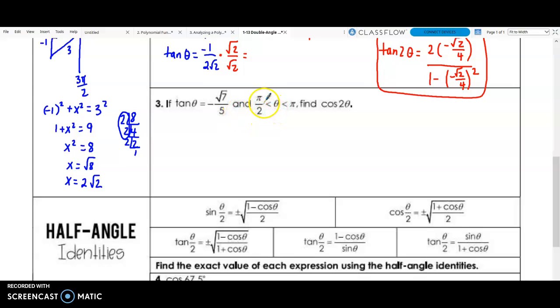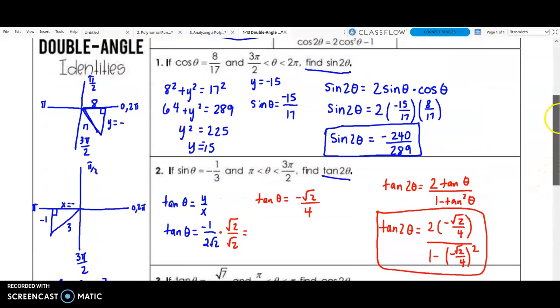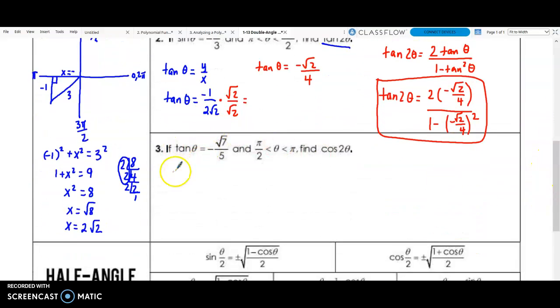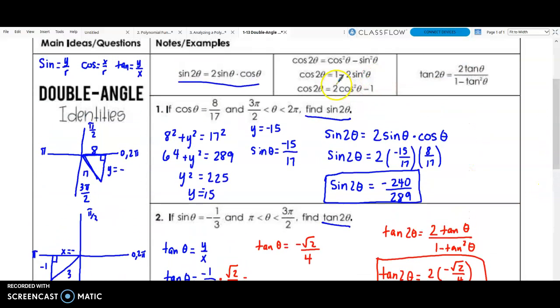And we're looking between pi halves and pi, and we're finding cosine of 2 theta. So cosine of 2 theta, we have options. We want to do 1, 2, or 3. It does not matter. Your answer might look different, but it's all going to be the same. So right here, let's say we're finding cosine 2 theta, and I'm going to use 2 cosine squared theta minus 1. We'll use that one, the last one.